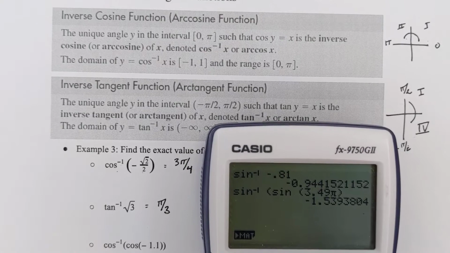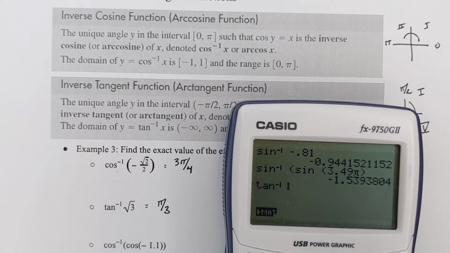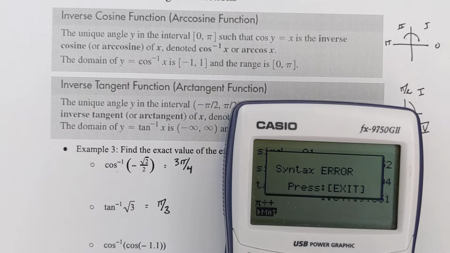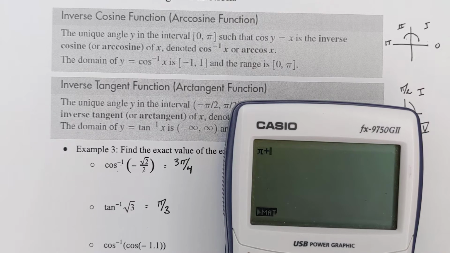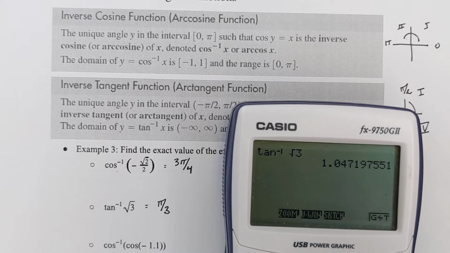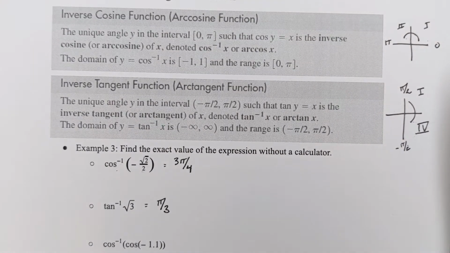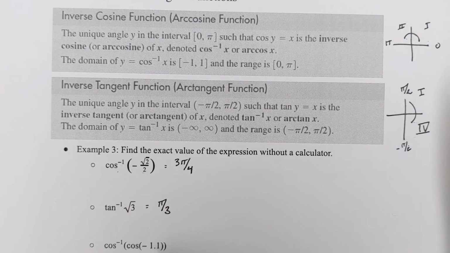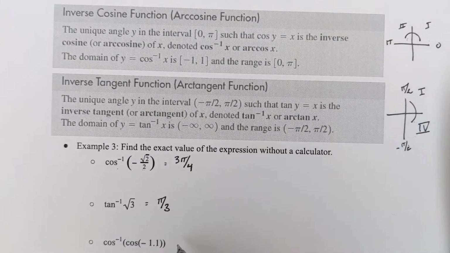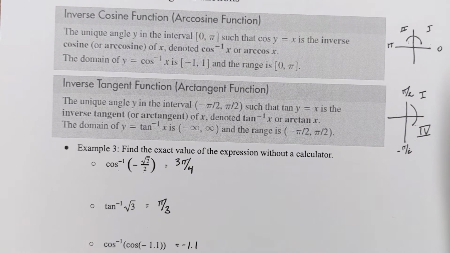Note that if I put this in my calculator, the inverse tangent of the square root of 3, I get the decimal for pi divided by 3. Same value, but notice it says exact value, so you cannot use the calculator number. All right, the inverse cosine of the cosine of negative 1.1: that angle would be in quadrant 2, which I'm allowed to do, so this is just negative 1.1.